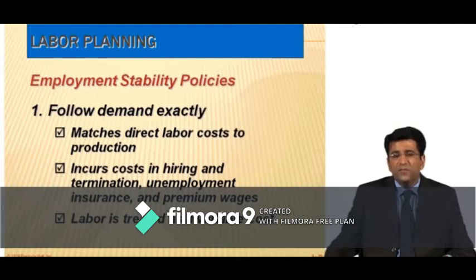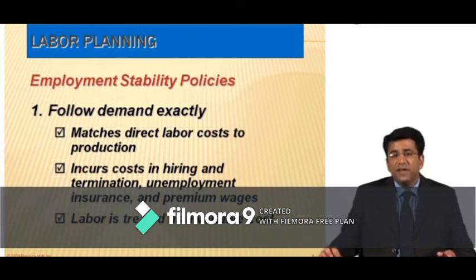So there can be different employment stability policies, and one of the approaches in that perspective is follow demand. It means that you have to have the employment level within the organization which can optimally meet the current demand for that particular organization. Now this approach matches the direct labor cost to the production, but it will incur the cost in hiring, termination, unemployment insurance and premium wages.